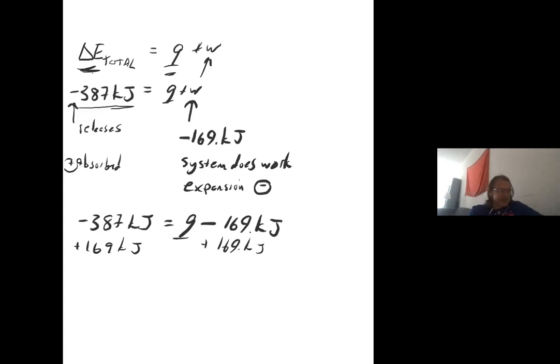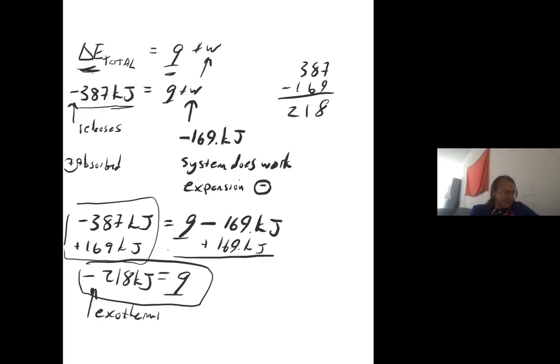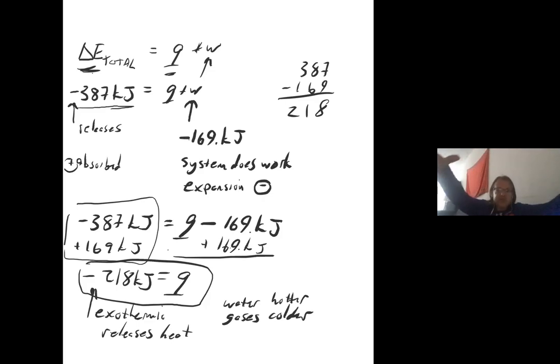I'm kind of explicitly showing you the algebra here. Negative 169, positive 169 is 0. So that means that Q is equal to these two added together. Okay, so that was 387 minus 169. So what is that? 218. So it looks like it's minus 218 kilojoules is your Q. So if it's negative, that means it's exothermic, right? It also means it releases heat. Heat is released by the system into the surroundings. So that means the water will get hotter, and it means the gases will get colder, right? If you release heat, you get colder. What you release it to gets hotter.